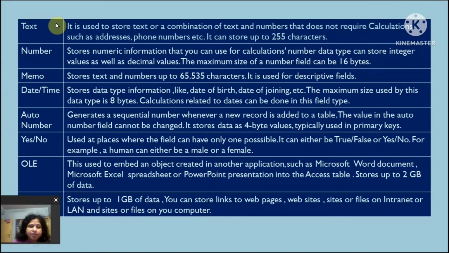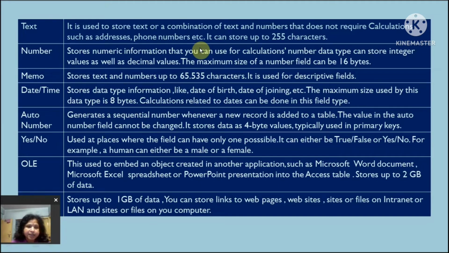Okay. First one is text. It is used to store text or a combination of text and numbers that does not require calculations, such as address, phone numbers, etc. That field we can declare as a character field or text field. It can store up to 255 characters maximum. Clear? Number stores numeric information that you can use for calculations. Number data type can store integer values as well as decimal values. Maximum size of a number field can be 16 bytes.